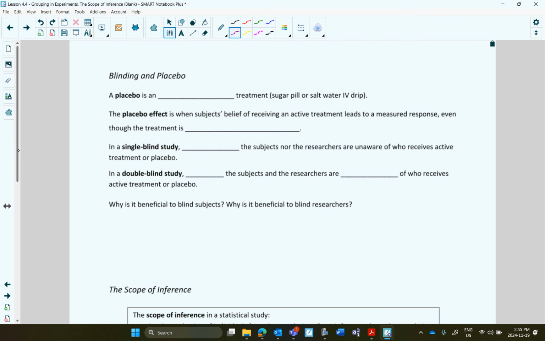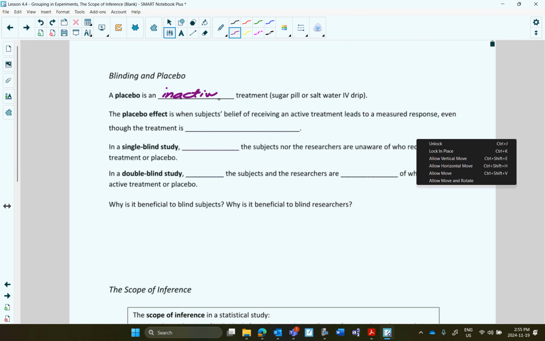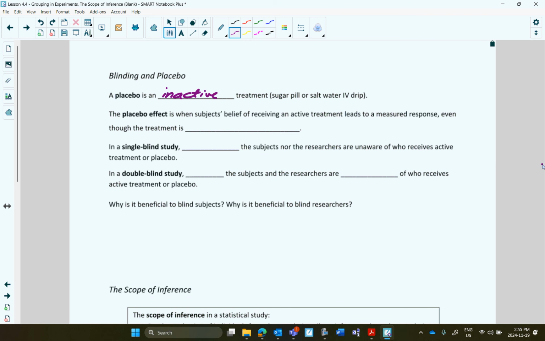So a placebo is an inactive treatment: a sugar pill, salt water, an IV drip. The placebo effect is when the subject's belief of receiving an active treatment leads to some measured response, even though the treatment is actually inactive.